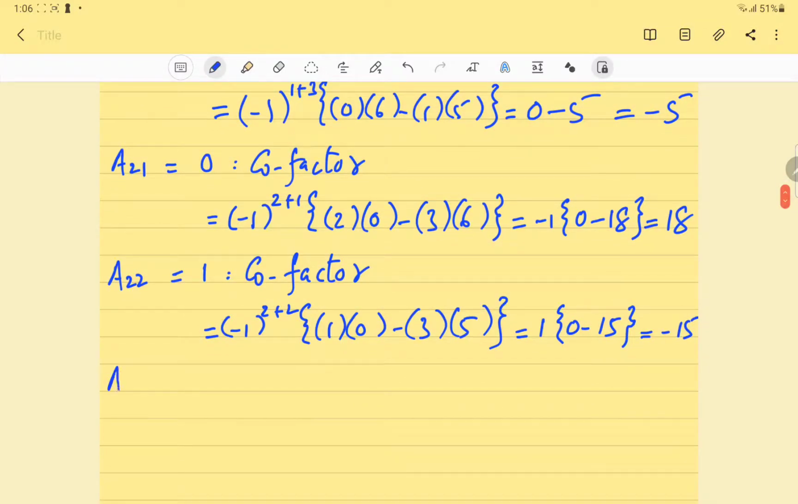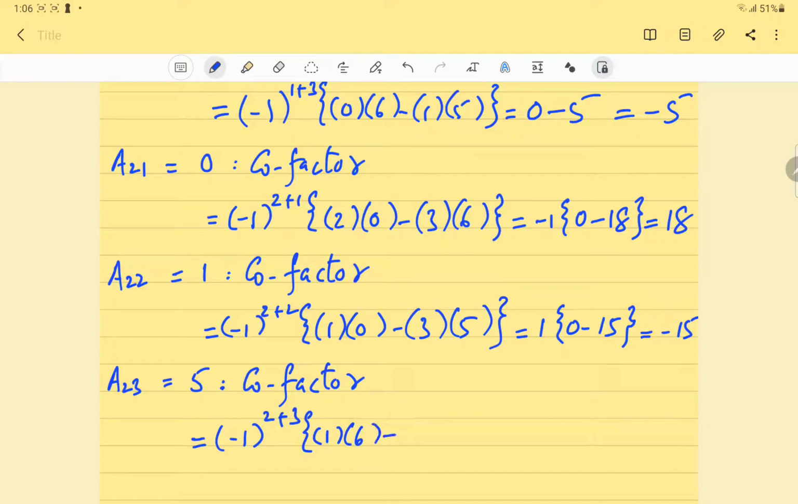Then comes a23. a23 is equal to 5. So the cofactor is equal to minus 1 raised to power 2 plus 3 into 1 into 6 minus 2 into 5, equal to minus 1 into 6 minus 10. 6 minus 10 is minus 4. Minus 4 multiplied by minus 1 is plus 4.